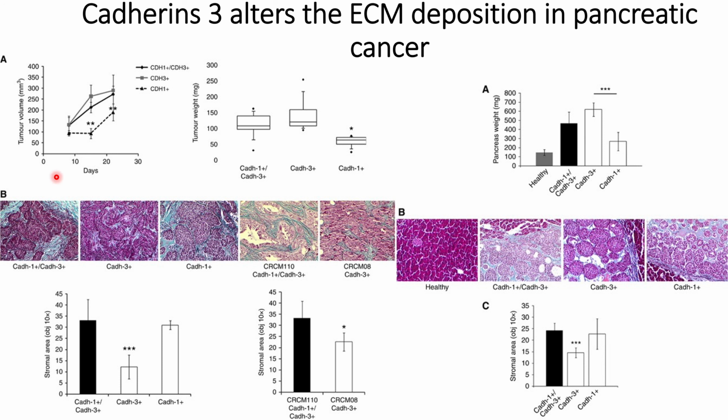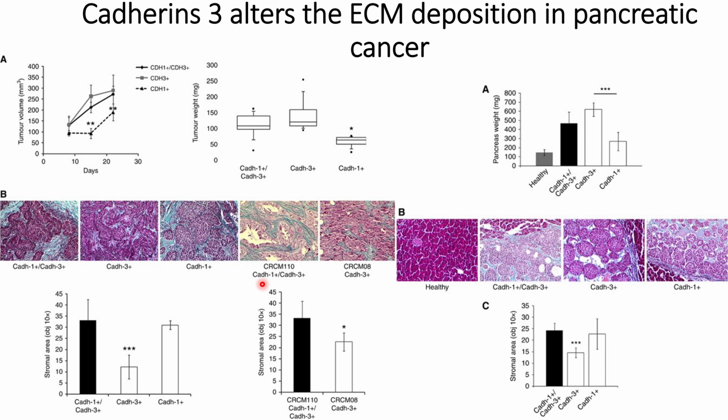And when they checked the immunostaining to find out the impact on the ECM, they are able to see that the stroma formation where both Cadherin-1 and Cadherin-3 are present is high, and where only Cadherin-3 is present is also high. But when only Cadherin-1 is present, they see low stroma formation.